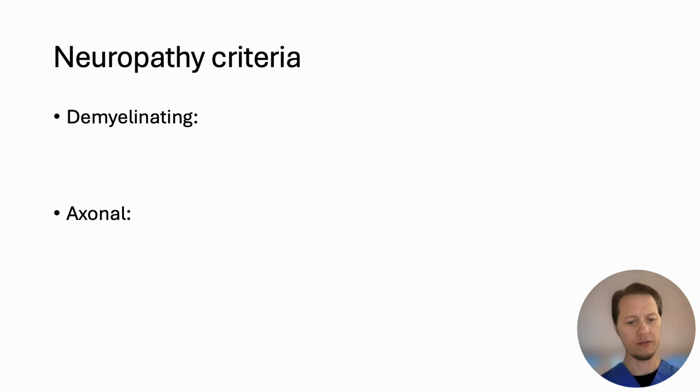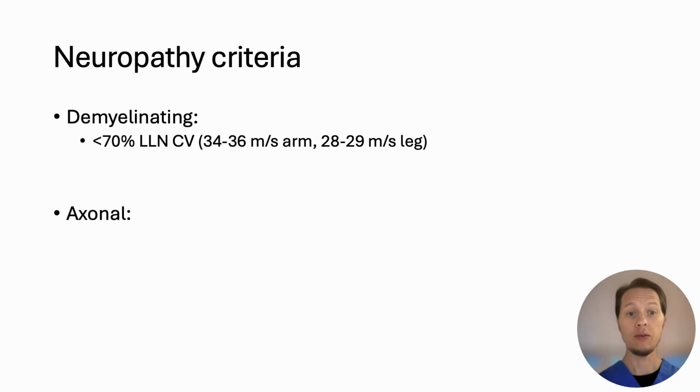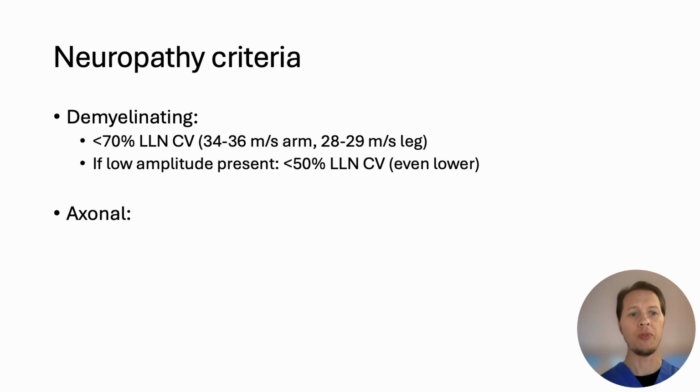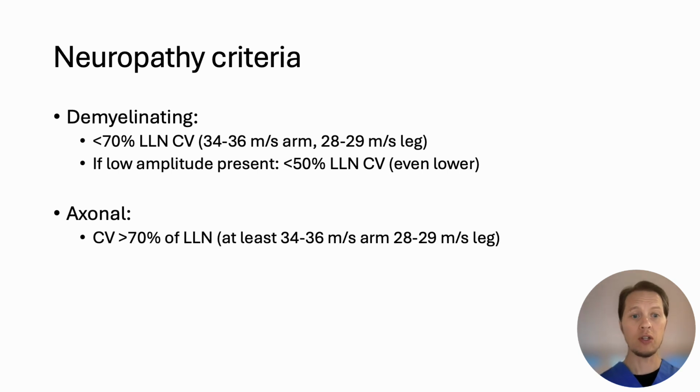What are the criteria? First of all, demyelinating has to be moving slow, less than 70% of the lower limit of normal conduction velocity. That means you have to get underneath the 30s in the lower extremities, and our patient had that. If there is already low amplitude present, you have to bring that threshold down even lower, less than 50. Contrast that to axonal neuropathy. You have to have at least 70% of normal, the exact opposite here. So you have to crack the 30s. Our patient actually had some values that were below, so that would be axonal, and that'll be important a little later on in the case.